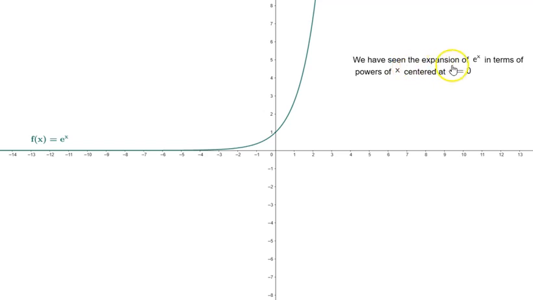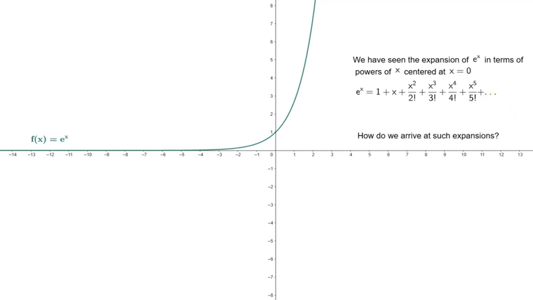We have seen the expansion of e to the power of x in terms of powers of x centered at x equal to 0. And we know that e to the power of x equals 1 plus x plus x square by 2 factorial plus x cube by 3 factorial and so on. And this is an infinite series.